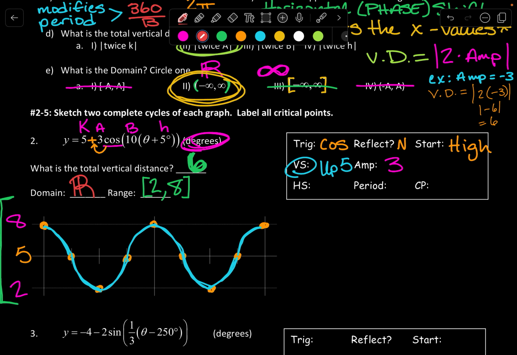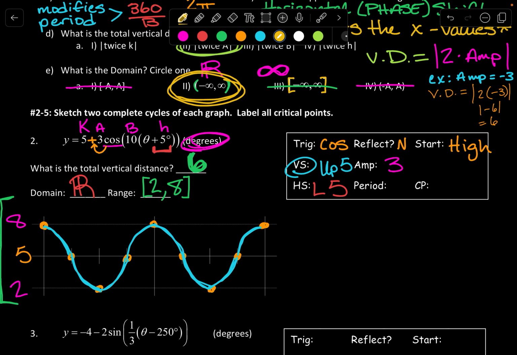Next, if we look at horizontal shifts, that's going to be what's in the parentheses, my H. It's a plus 5. This is the one that does the opposite of what you would think, so it's going to move us left 5.